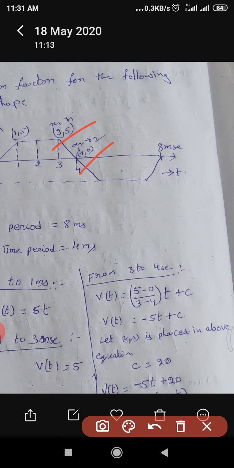By using these 2 points, we have to find the value of m. So y2 minus y1 by x2 minus x1. If you substitute these here, we get minus 5t. This is the overall equation: v of t is equal to minus 5t plus c. Now we have to find the value of c. How can we find this value of c? By taking any point, either this one or this one, and substituting in this equation, we get the value of c. Now I am taking the point 4 comma 0. Substituting this 4 comma 0 in this equation, we get c is equal to 20.